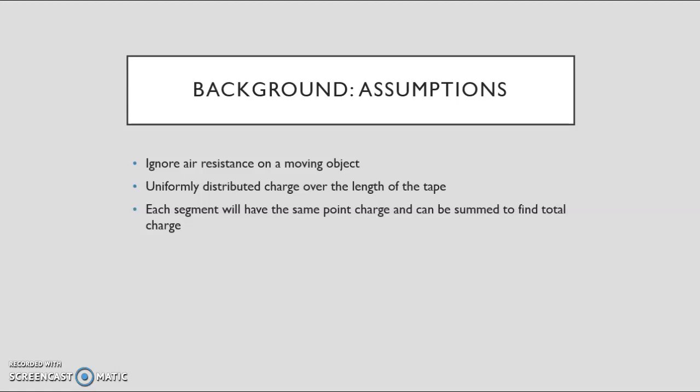So some assumptions that we'll have to make for this experiment are ignoring the air resistance on a moving object, and treating this tape like it's uniformly distributed charge over the entire length. And this is very important because we are going to be summing up these segments and treating them like line charges rather than just a single point charge for the tape. And we'll also have to assume that each segment will have the same point charge and can be summed to find the total charge of the tape.